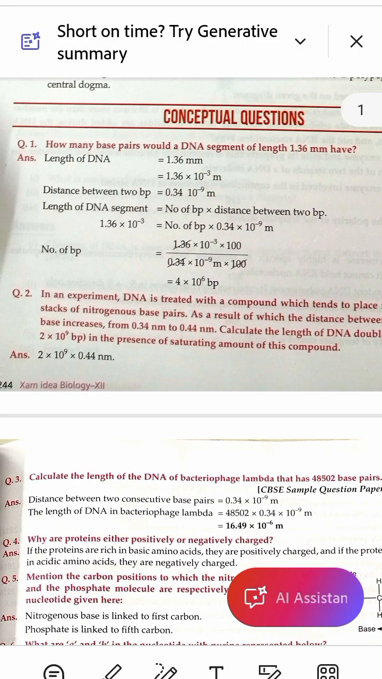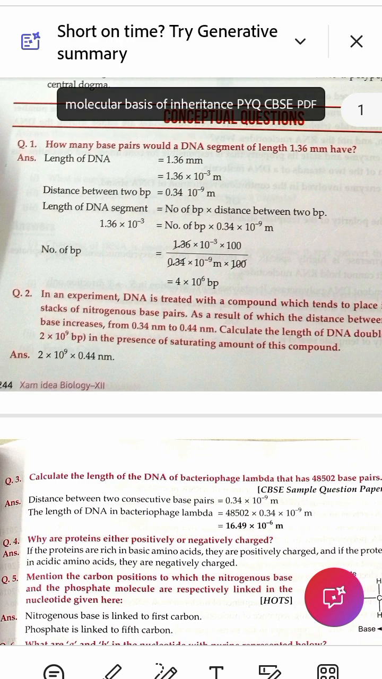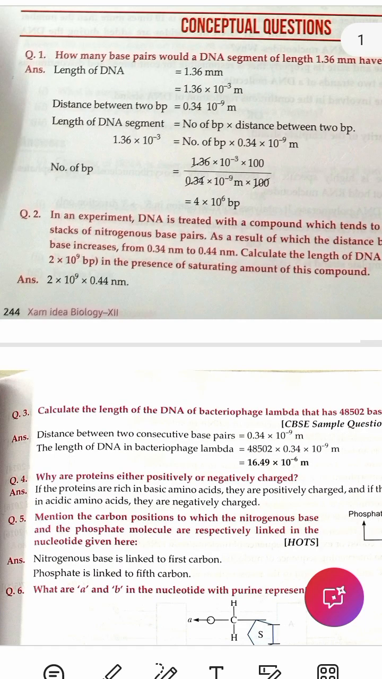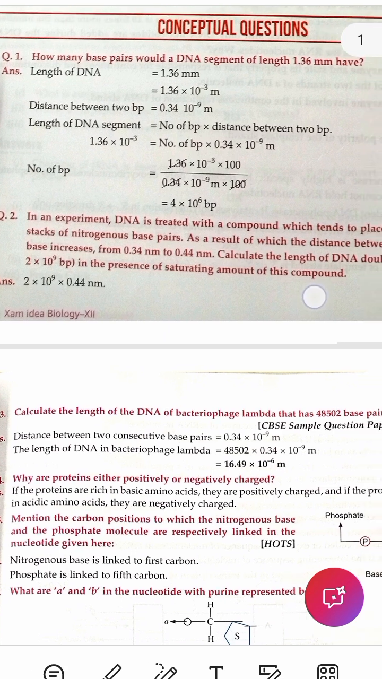So let's start some conceptual questions. First question is, how many base pairs would a DNA segment of length 1.36 mm have? So in this question, the length of DNA is given and we are asked to find out how many base pairs.